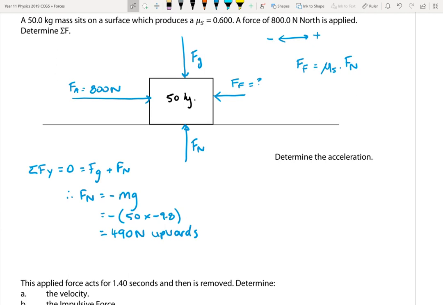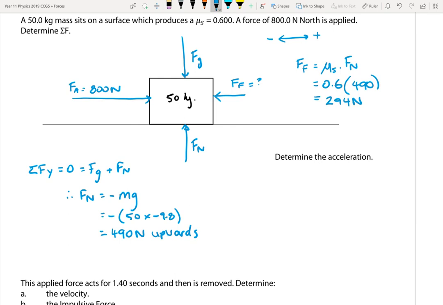Okay? So that was the little side mission there. If you just wrote mg, it's not quite right. And I'll give you an example in just a moment as to why it's not the weight of the object, it's the normal force of the surface. So now we can go back up to our friction force and say, basically, the maximum friction is going to be 60% of that. That's what your coefficient is saying. Times this number by 0.6, that's the maximum that it can provide. So let's go 0.6 by 490 equals 294 newtons.